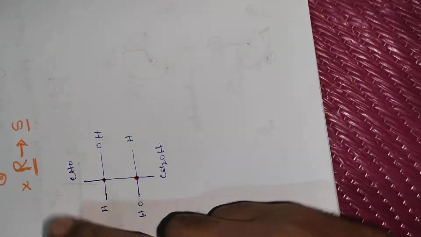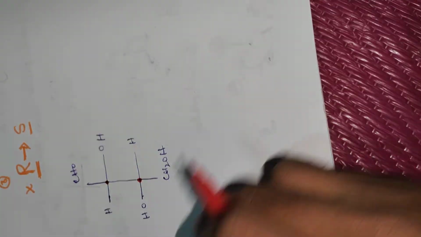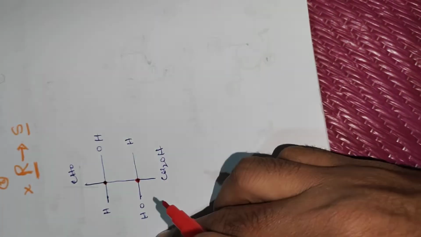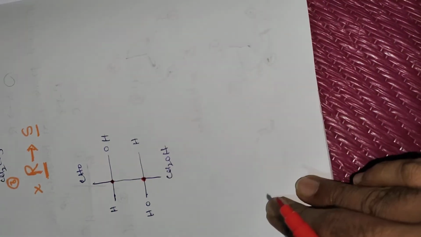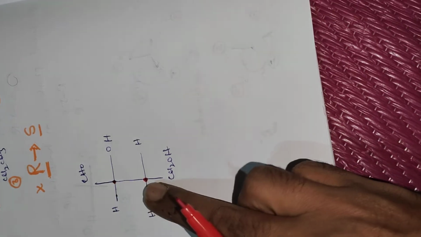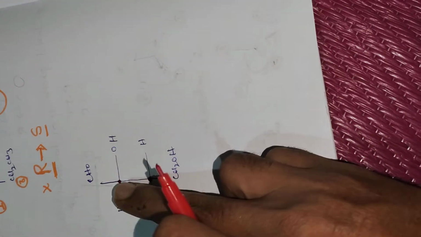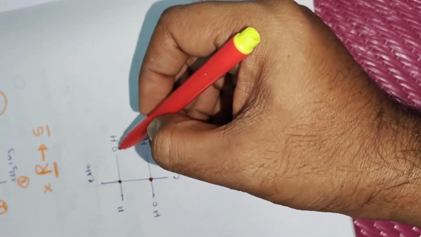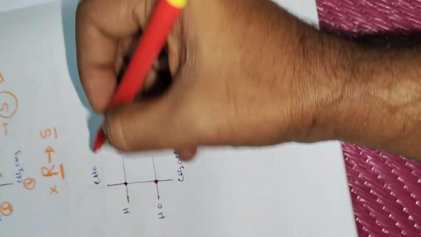Here also four different groups, 1 2 3, this is the fourth group. Here 1 2 3, this is the fourth group. Two chiral centers. This is the first carbon, second carbon, third carbon, fourth carbon. How to identify this configuration? This carbon is directly attached to the OH, so we give the first priority to this one.